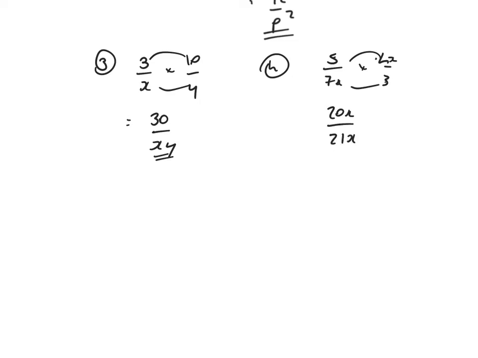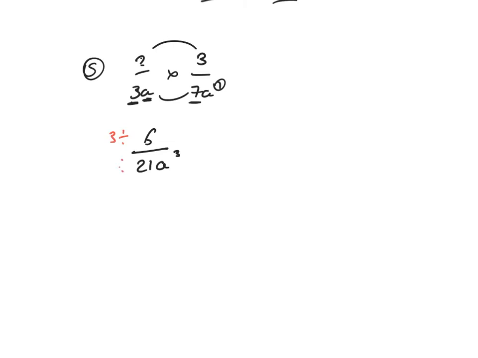Now, if we look at this one carefully, can we simplify? So is there any factors from 20 and 21 I can take? No, but I can definitely cancel that x with that x to leave me with a final answer of 20 over 21. So it's about looking to cancel things out at the end where possible.